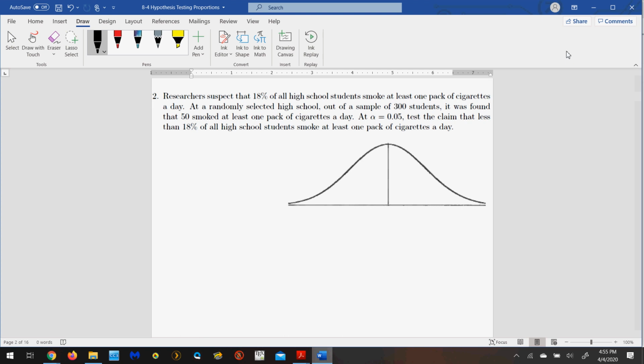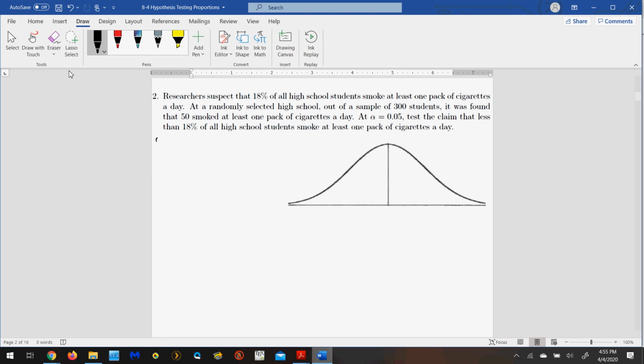Researchers suspect that 18% of all high school students smoke at least one pack of cigarettes a day. At a randomly selected high school, out of a sample of 300 students, it was found that 50 smoked at least one pack of cigarettes a day. At alpha equaling 0.05, test the claim that less than 18% of all high school students smoke at least one pack of cigarettes a day.